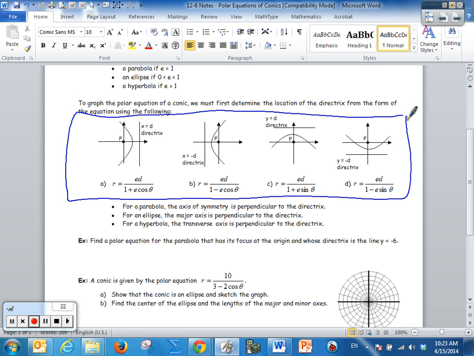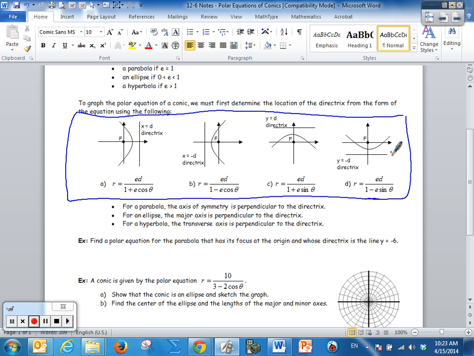Now, you're going to have to know how to use it and how to figure out which one is which, but you're not going to have to memorize these formulas with the directrix. You're not going to have to memorize that. That will be given to you. So let's look at the different forms, and see if we can find some kind of a pattern.